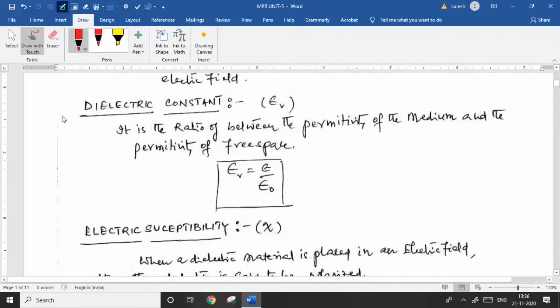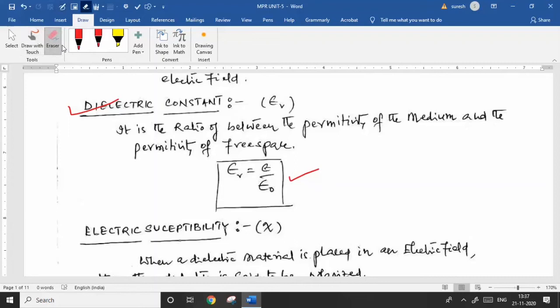Now we go to the third definition, which is called dielectric constant, denoted by epsilon suffix r. How do we define this dielectric constant? It is the ratio between the permittivity of the medium and the permittivity of free space. Epsilon r is equal to epsilon by epsilon naught. Epsilon r is called the dielectric constant, and another name for it is relative permittivity. Epsilon is the permittivity of the medium, and epsilon naught is the permittivity of free space, whose value is a constant, around 8.85 into 10 power minus 12 coulomb square per Newton meter square. That is the standard value of the permittivity of free space, denoted by epsilon naught.